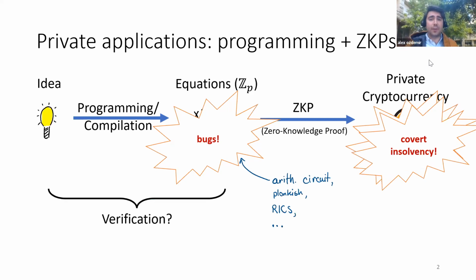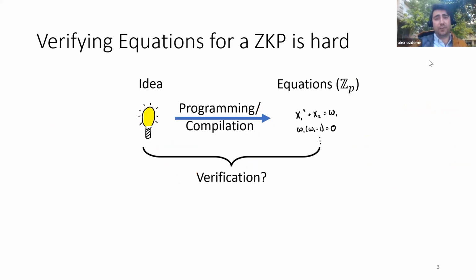And so the natural question is whether or not we can verify that there are no bugs, whether we can verify that the high-level idea has been accurately encoded as field equations. And this is a hard problem. Verification is always hard, but this problem is extra hard because of the difference between the spec and the implementation.